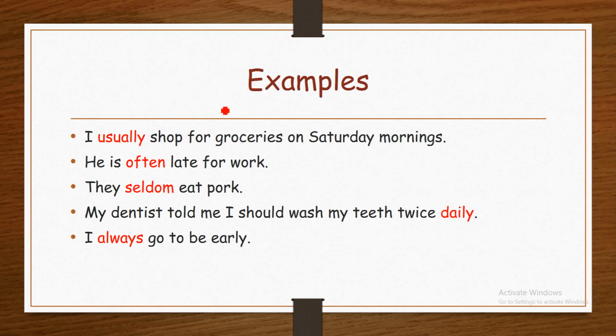More examples. I usually shop for groceries on Saturday morning. I is the subject. Usually is the adverb of frequency. Shop is the main verb. He is often late for work. He is the subject. Is is verb to be. Often is the adverb of frequency.